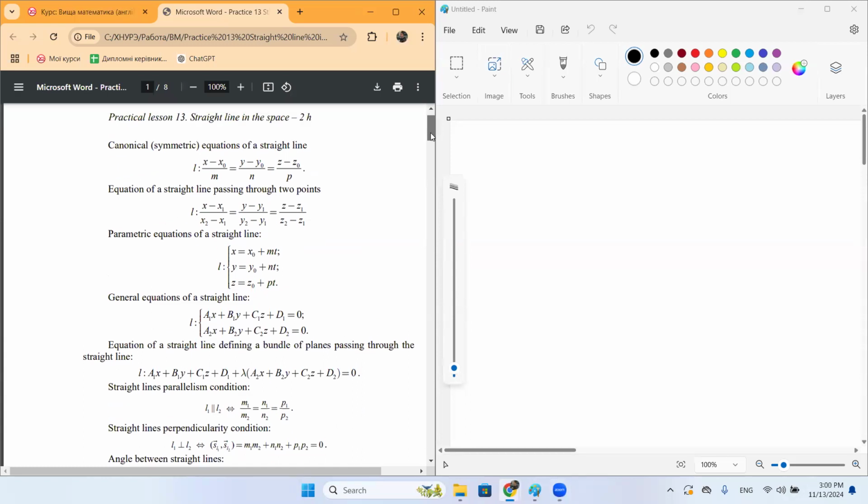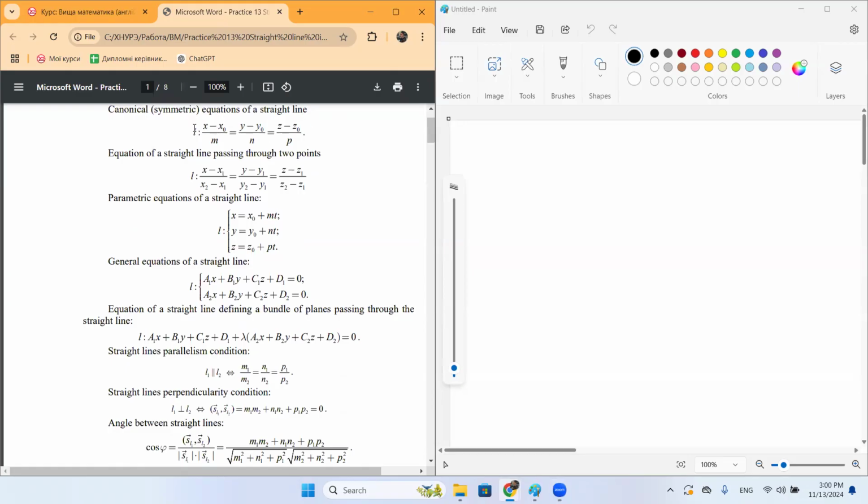So the canonical equation of a straight line, where point M0 with coordinates x0, y0, z0 is a point that belongs to the straight line L. And m, n, and p are the coordinates of the direction vector. It is the vector which either belongs to or is parallel to the straight line L.